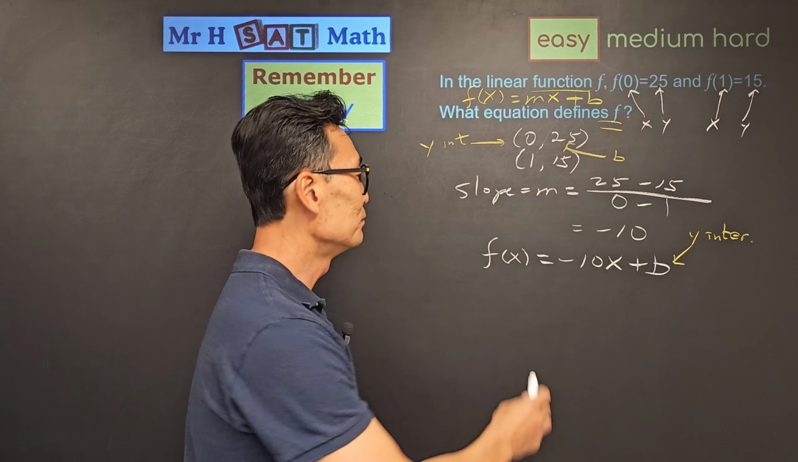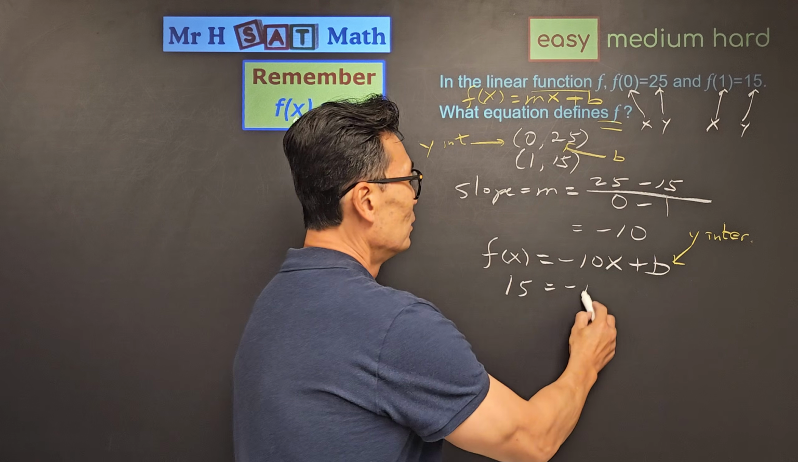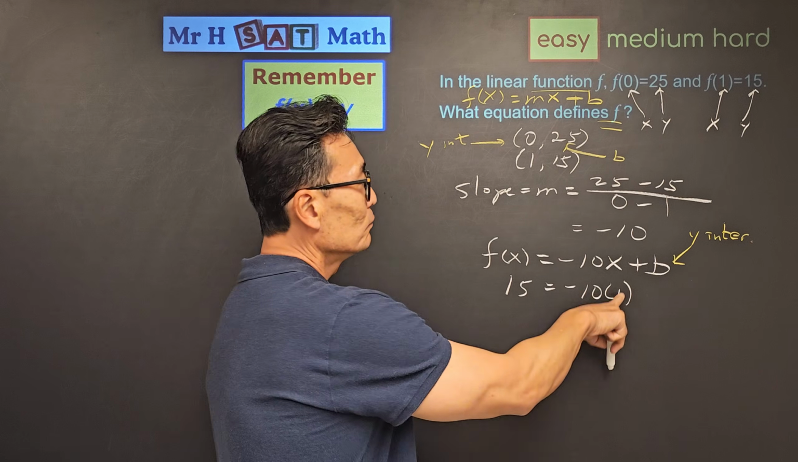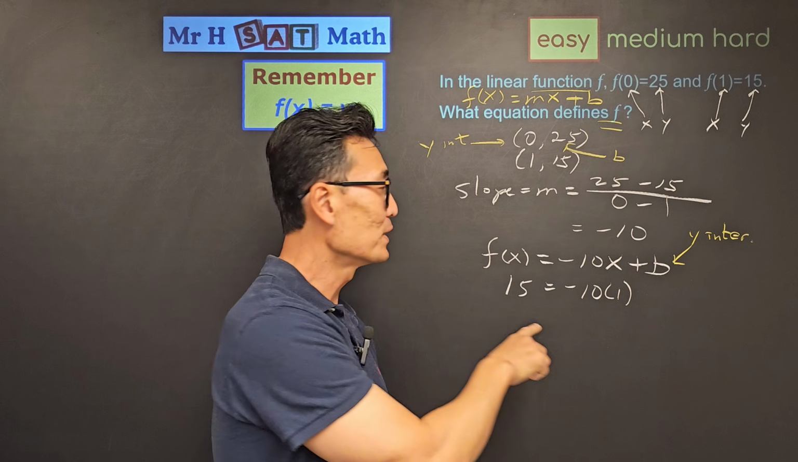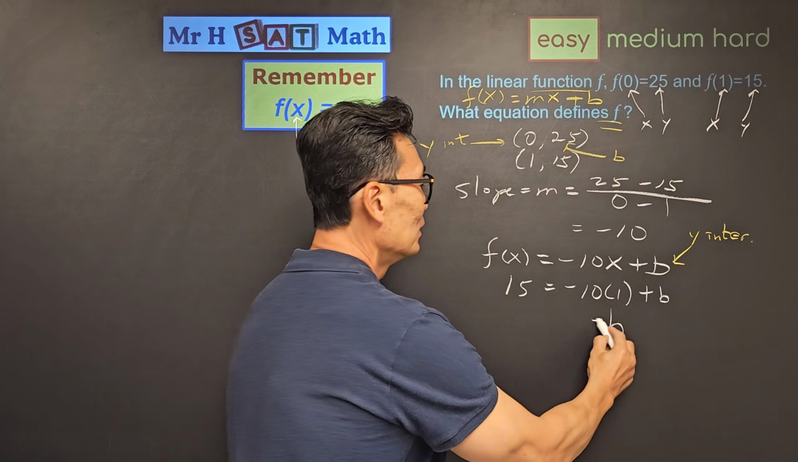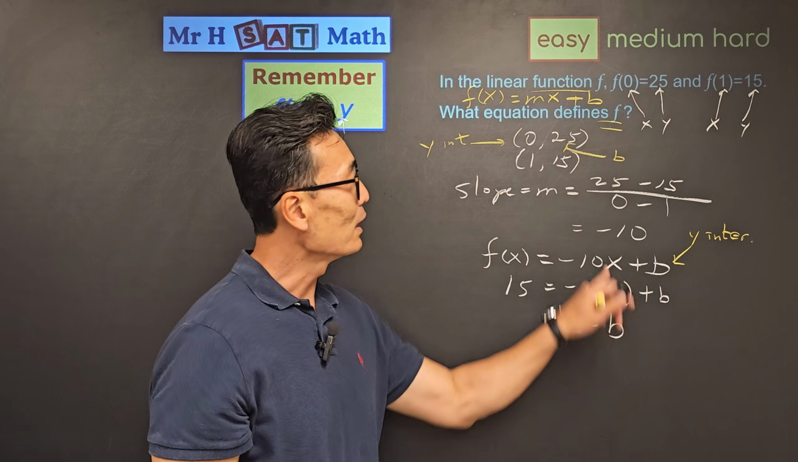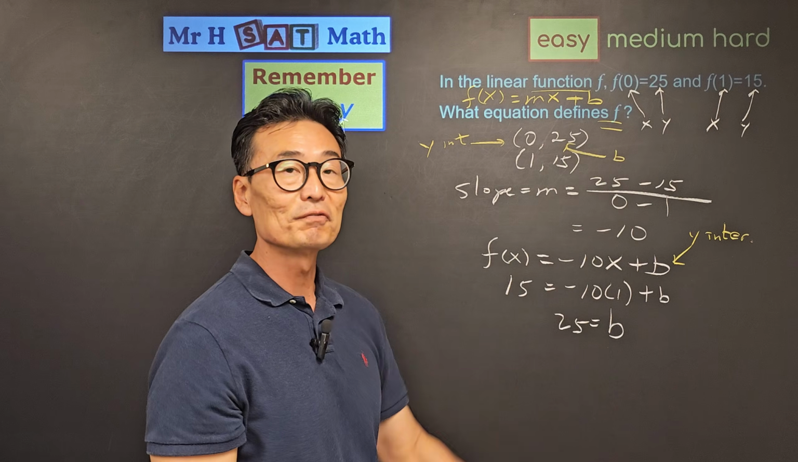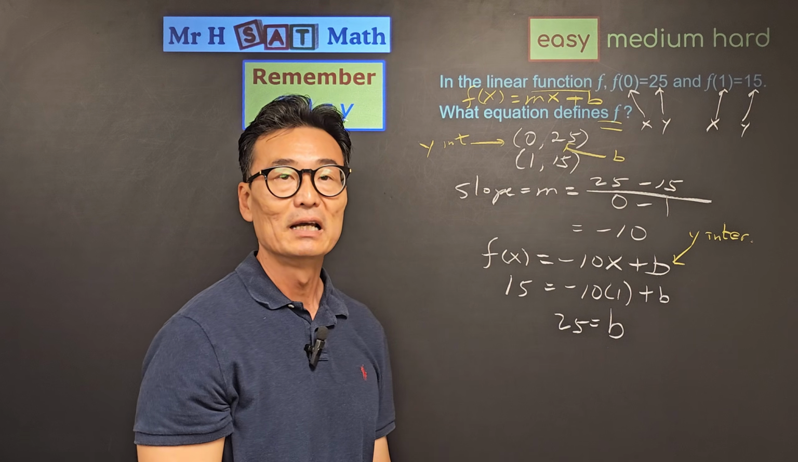What we're going to do is put 15 for the y value or the f of x value. We'll put in 1 for the x value, 1 for the x, 15 for the y or f of x, plus b. And if you work this out, you see that b is going to be 25, as we had mentioned before, 0 comma 25, where 25 is going to be the y-intercept or the b value.